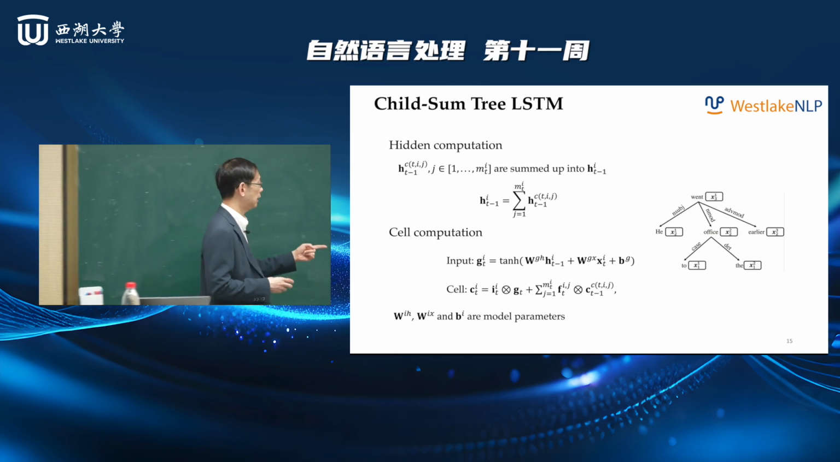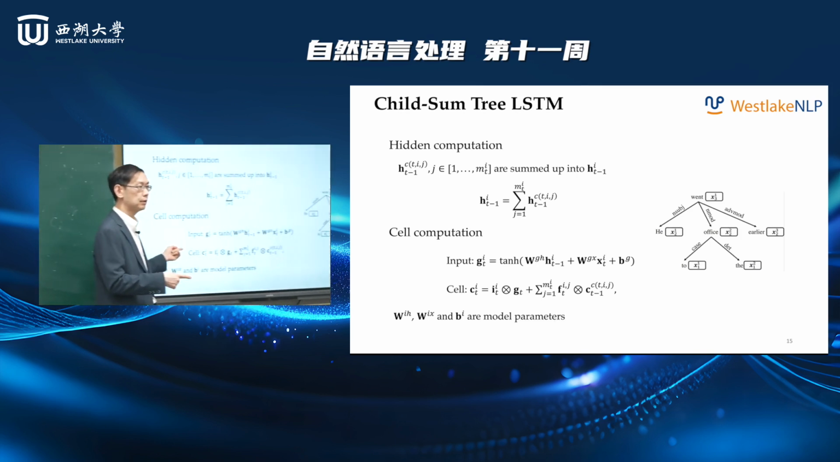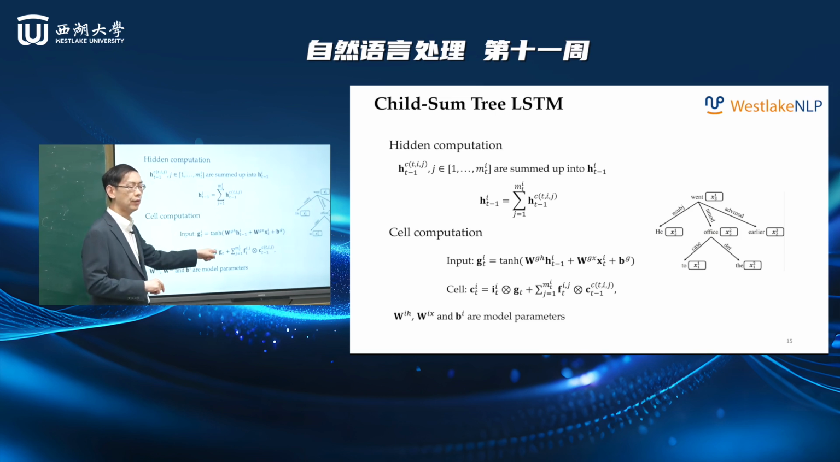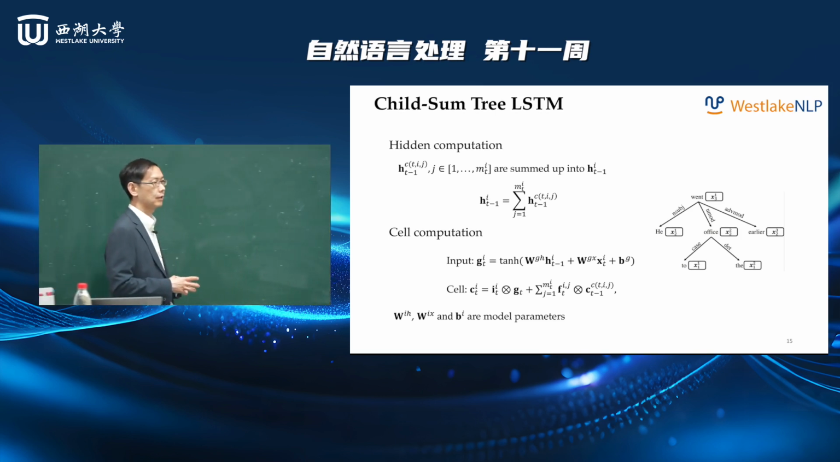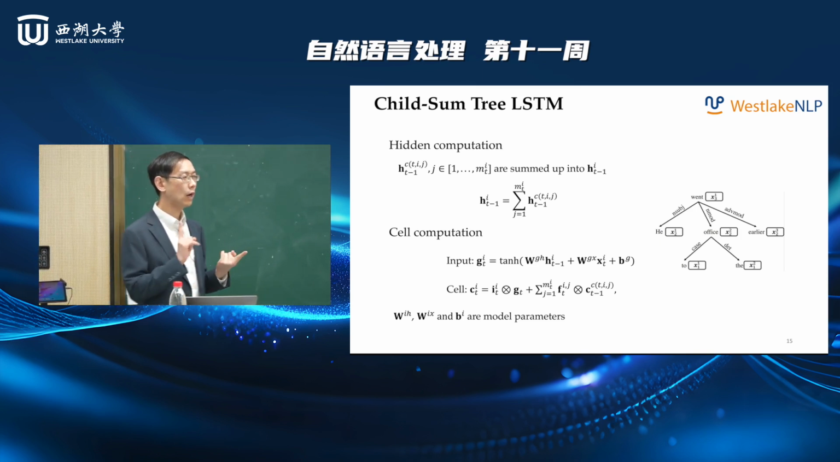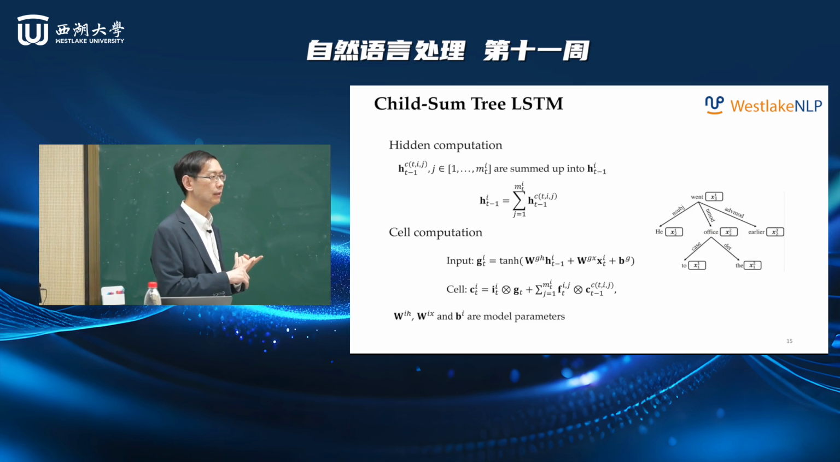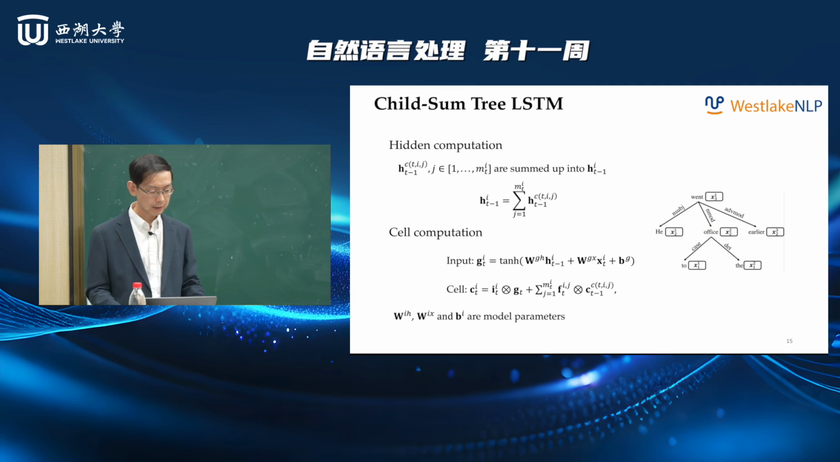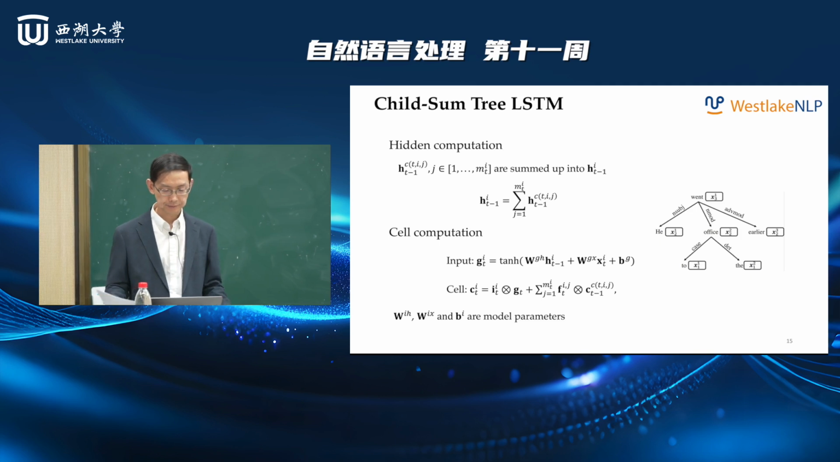And then the cell state is the sum of the input gate times G, Hadamard product, right? Plus, for all the child nodes, a separate gate for each child node times the child node cell. All right? So this is the difference: one aggregated hidden and a separate gate for each child node. So how do I calculate the gates?